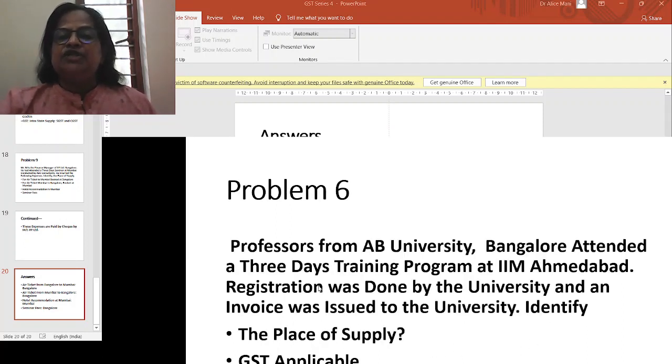Next is, professors from AB University Bangalore attended a 3 day training program at IIM Ahmedabad. Registration was done by the university and an invoice was issued to the university. Identify the place of supply, GST applicable, and if the professors have registered individually, what will be the impact on GST? So first is, as an institution they are registering. Second is, professors unregistered, they are unregistered GST dealers, they are registering.